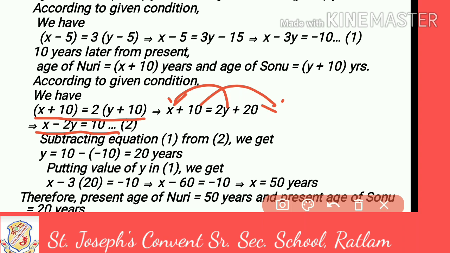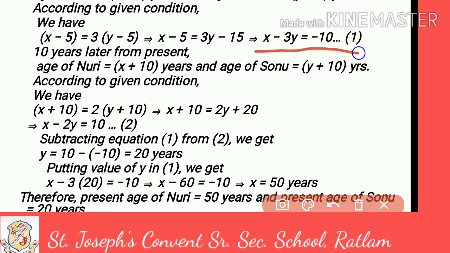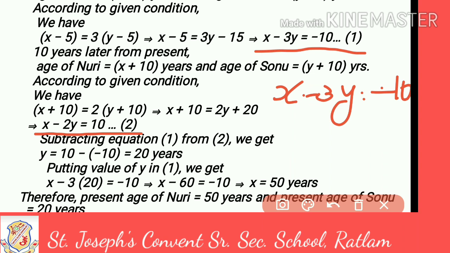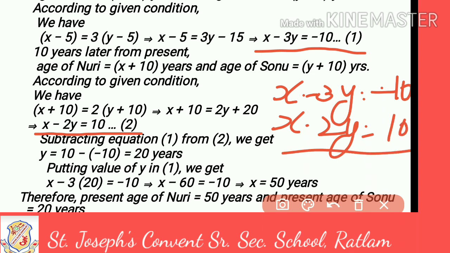So what are the two equations you have got? The first equation is x minus 3y is equal to minus 10, equation 1, and the second equation is x minus 2y is equal to 10, equation 2. So here can you see the variable x is having the same coefficient, that is x minus 3y is equal to minus 10, equation number 1, and x minus 2y is equal to plus 10, that is equation number 2.